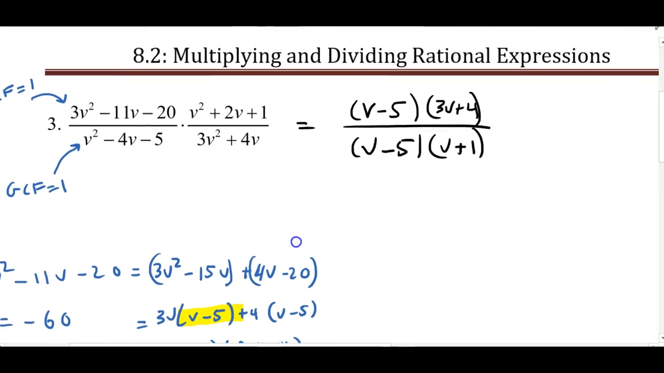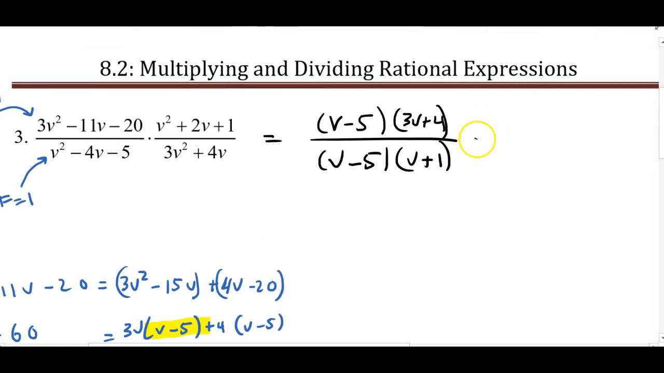Okay, moving to the other one. The GCF of the numerator of the second fraction is 1. The coefficient of the square term is also 1, right? So once again we need to find 2 numbers that multiply to this and add to this. 1 and 1, yes. So that factorization is going to be v plus 1, v plus 1.